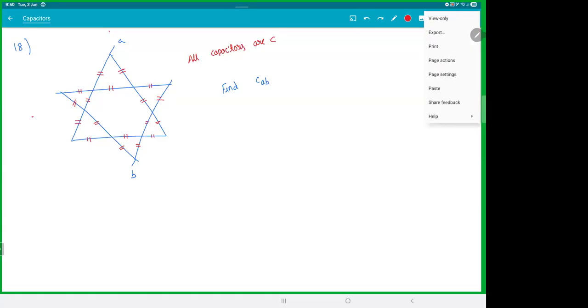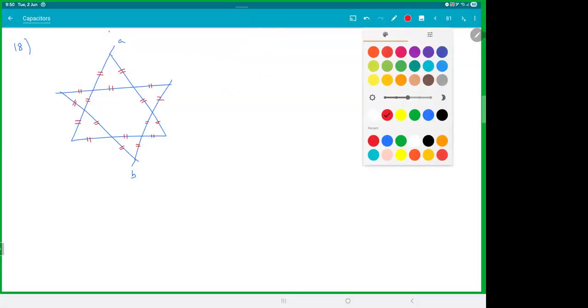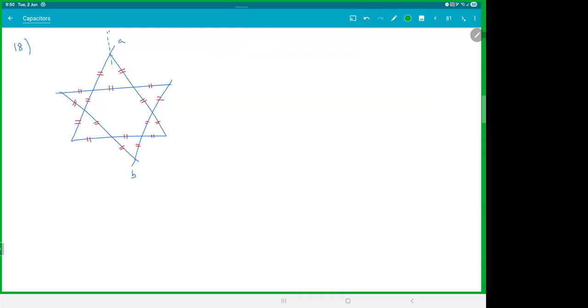Okay, let's see. So I will just use the actual symmetry. Look at this argument here. So this is your symmetrical line, right? Meaning left and right have same potential. So look at this point here, everyone.